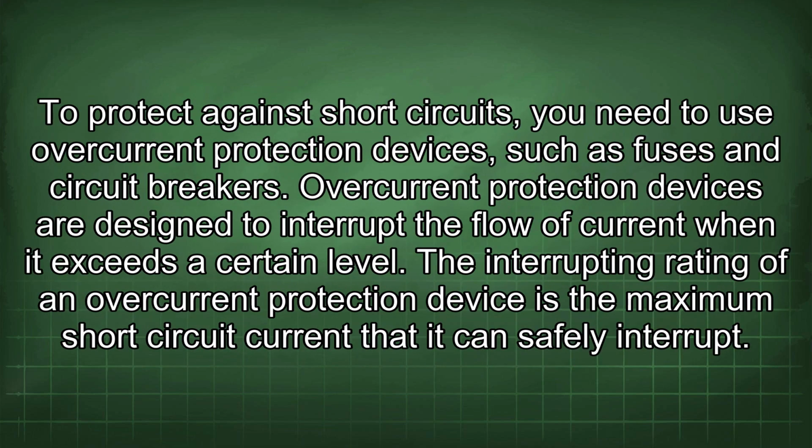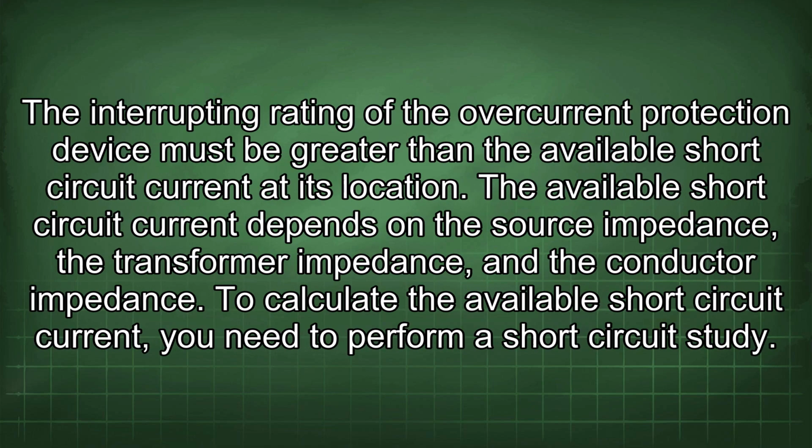To protect against short circuits, you need to use overcurrent protection devices such as fuses and circuit breakers. The overcurrent protection devices are designed to interrupt the flow of current when it exceeds a certain level. The interrupting rating of an overcurrent protection device is the maximum short circuit current that it can safely interrupt. The interrupting rating must be greater than the available short circuit current at its location.